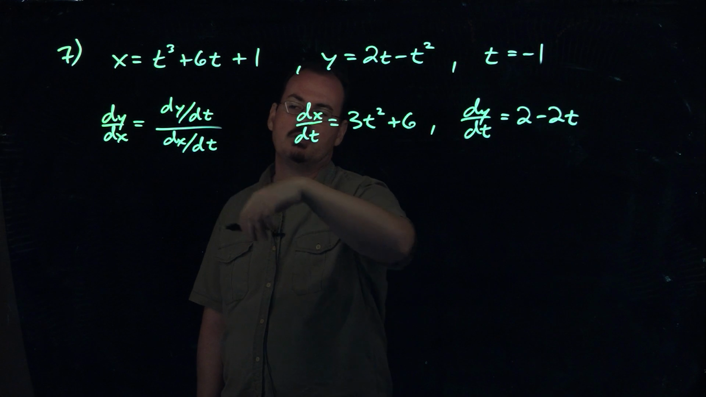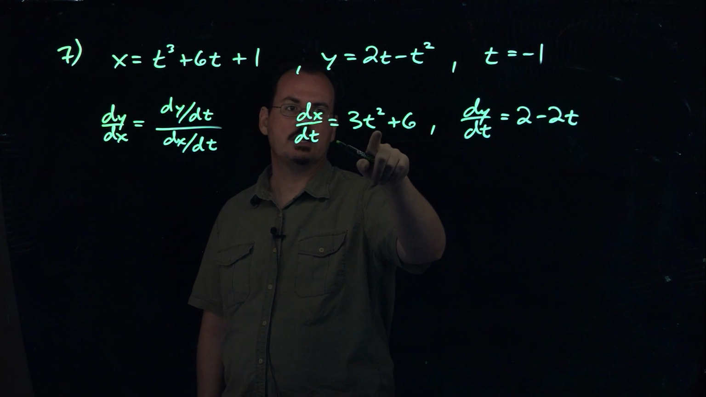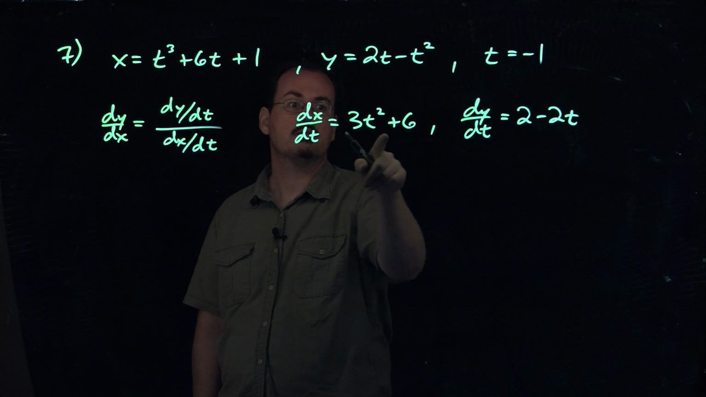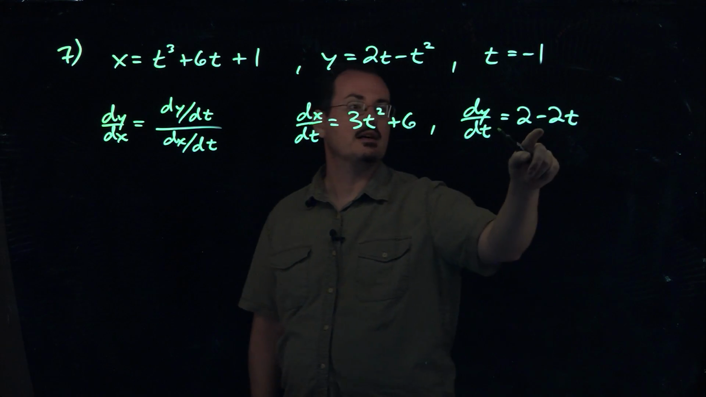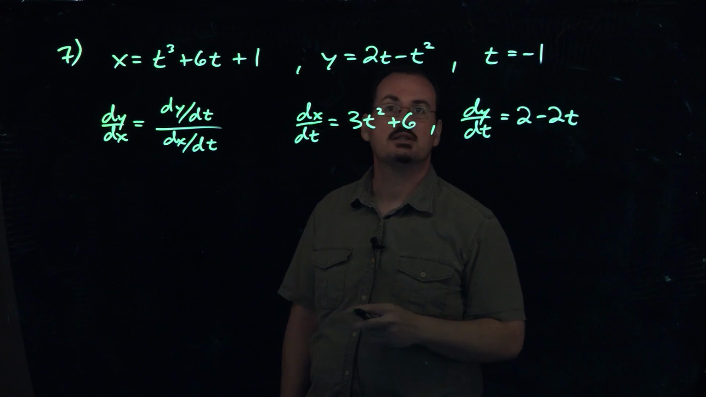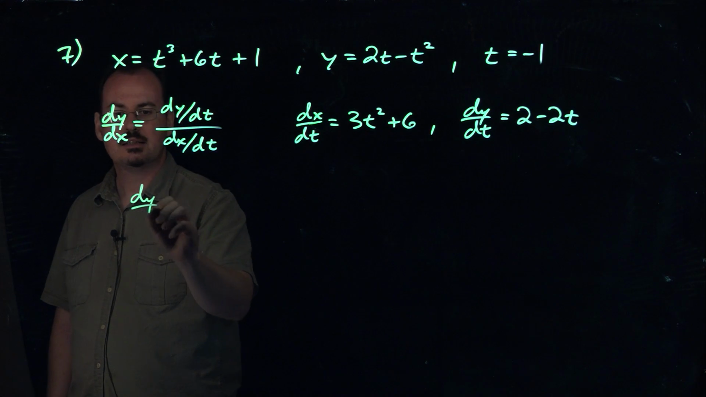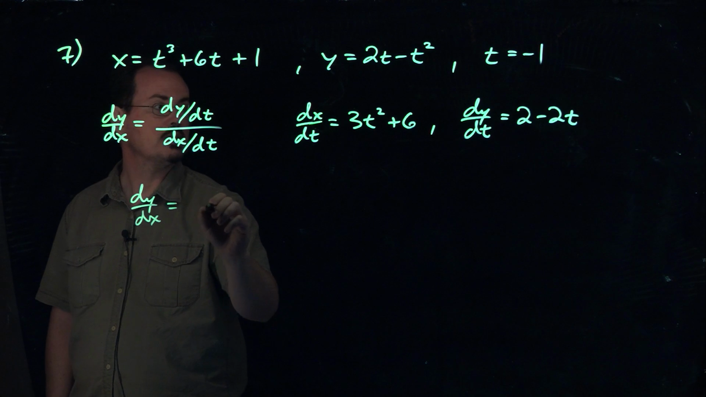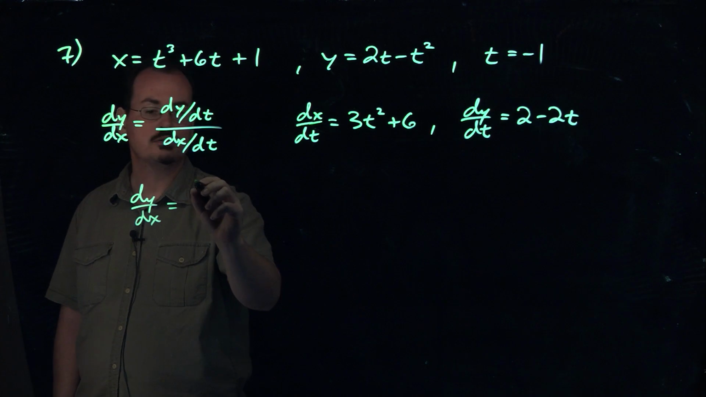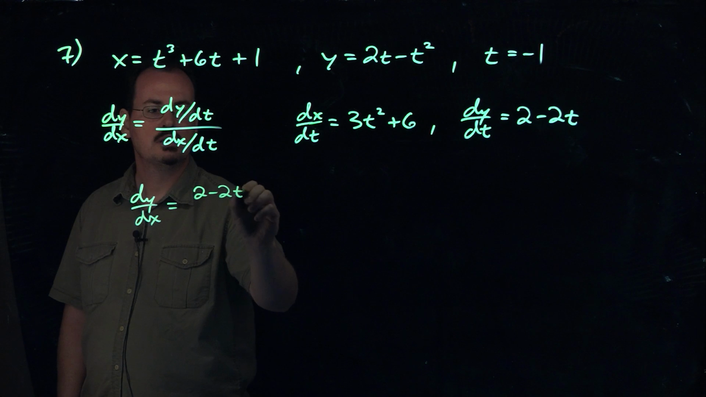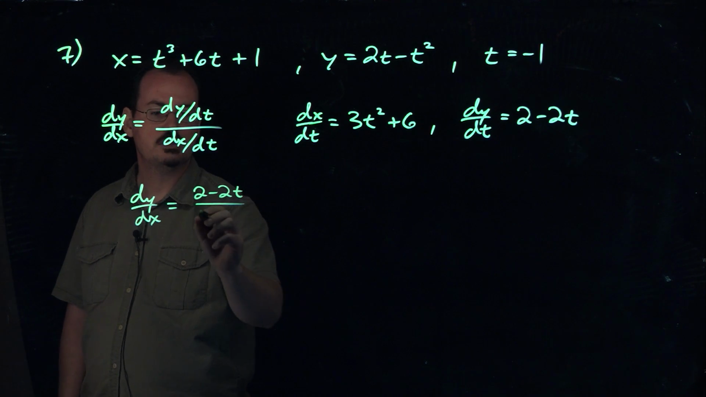So that's the formula, dy/dt over dx/dt. We've got dx/dt, that's the derivative of this thing with respect to t. This is the derivative of y with respect to t. So just plug that in, we're going to get dy/dx is equal to dy/dt, which was 2 minus 2t, divided by dx/dt, 3t squared plus 6.